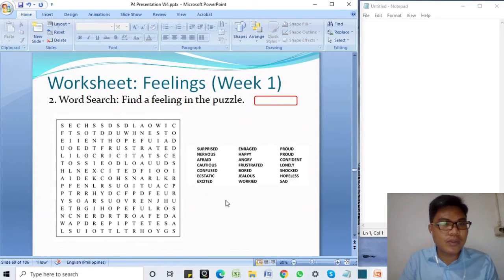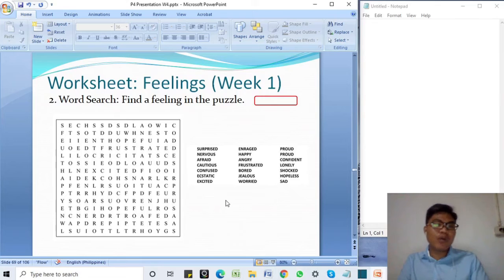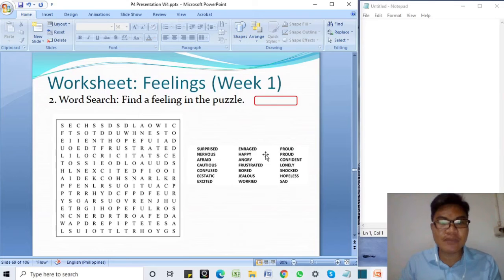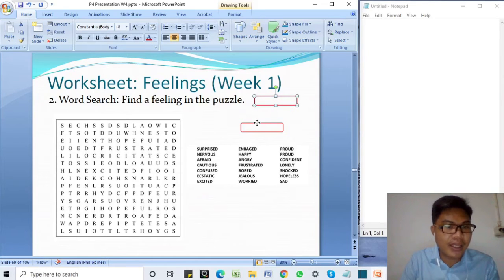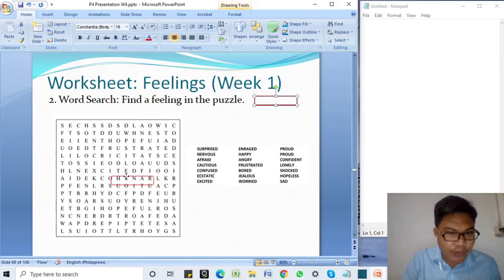So this is the second worksheet of feelings, which is in week 1. This is just easy. What you're going to do is search for the words. This is the list of the words that you're going to find. You have to find them here in the word puzzle. So let's see what we can find. Just as an example, I'm going to show you how to find one. All right, let's see. What can we find here?